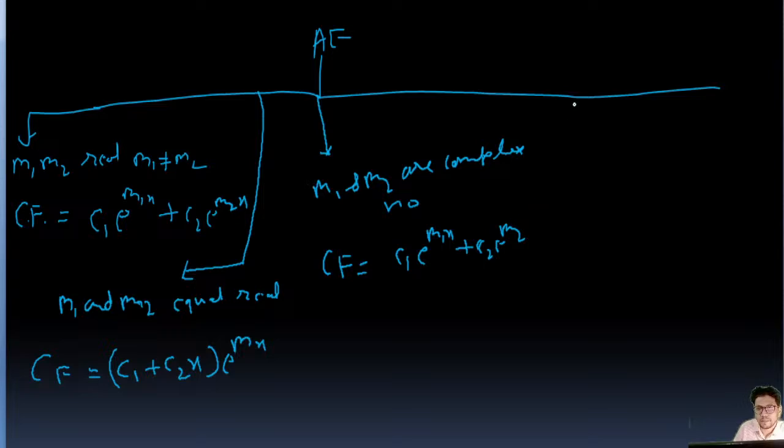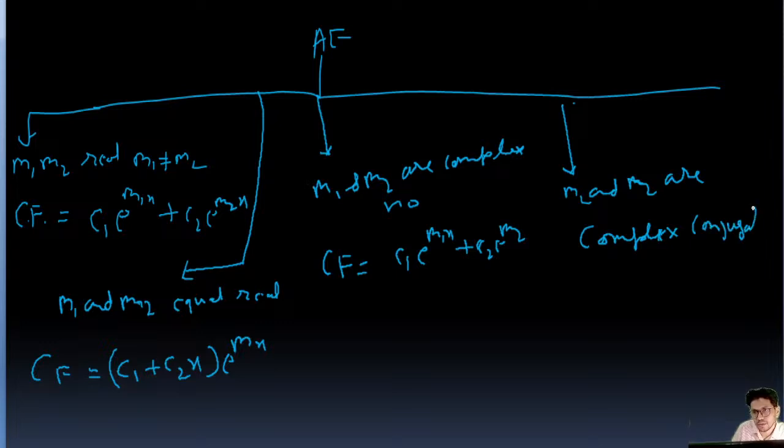Next is, m1 and m2 are rational numbers, we can say. So m1 and m2 are complex conjugate. Leave this, I will discuss it later. Only this one is good. If you get a question, then I will explain it.